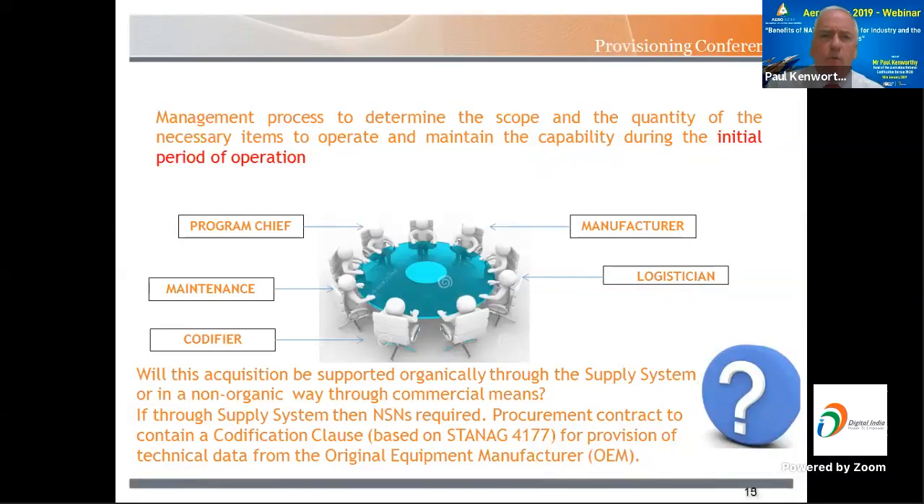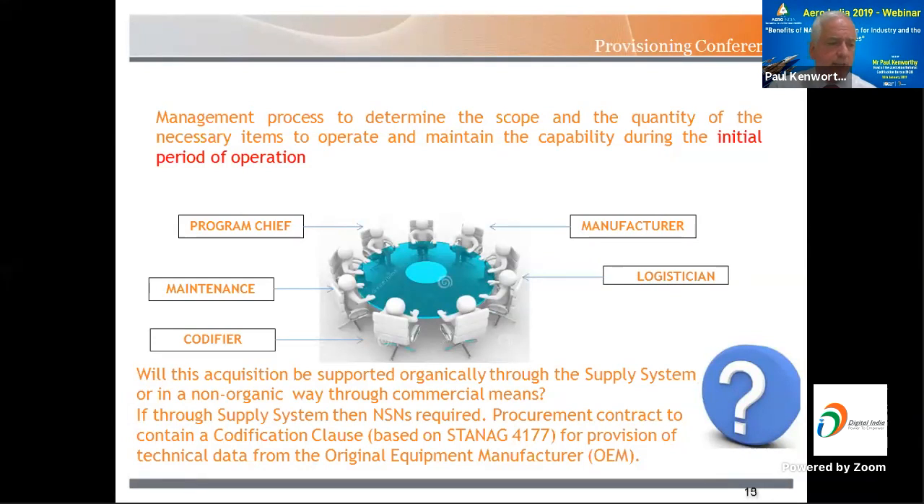Again, what is very important with codification is that industry is an important player in this, because industry obviously has the data that we need to codify. So what happens in a major procurement project for defence? We sit around a table. The people involved are normally the project manager, program chief. We invite the prime contractor or the manufacturer. We will have people from the armed forces, for instance, engineers, maintainers, other logisticians, item managers. And most importantly, we will have, hopefully, someone from the NCB, a codifier who will sit there.